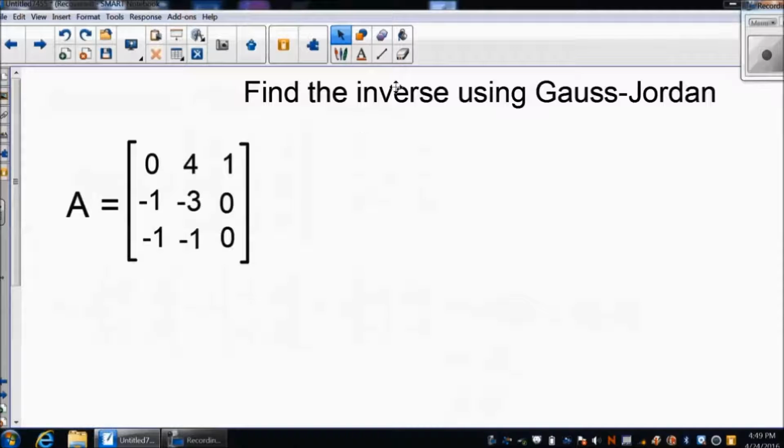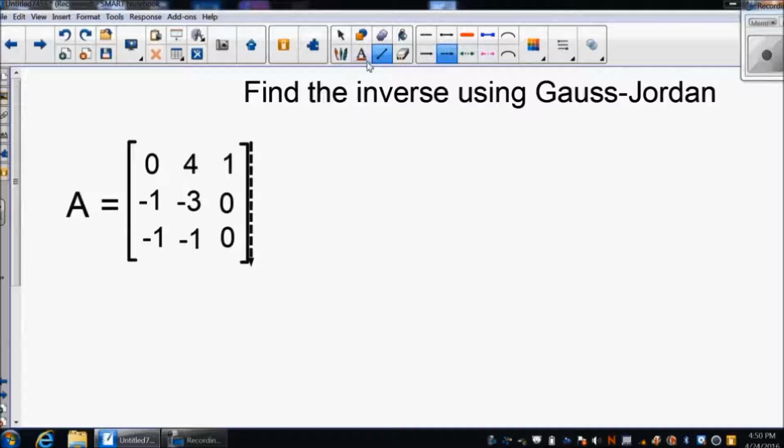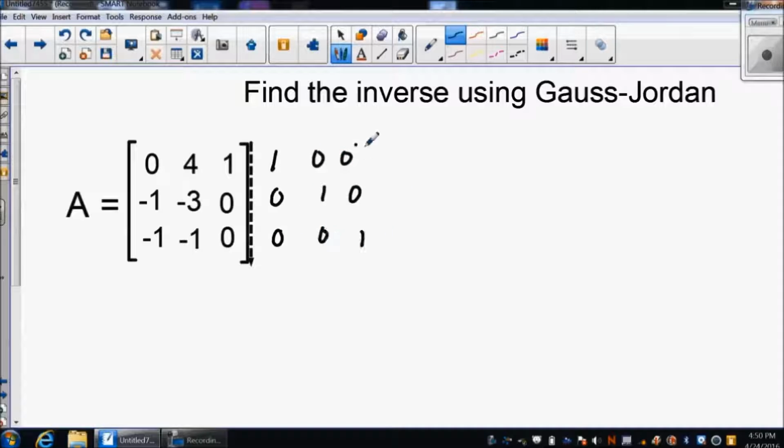So to find the inverse using Gauss-Jordan, our method is we take our original matrix and we augment it with an identity matrix, something like this. So 1, 0, 0, 0, 1, 0, 0, 0, 1. And now as I do my manipulations, I'll be affecting the right side here, and in the end that will be my inverse. And now I'm going to do some manipulations here.